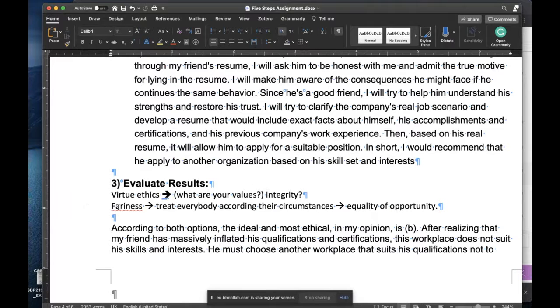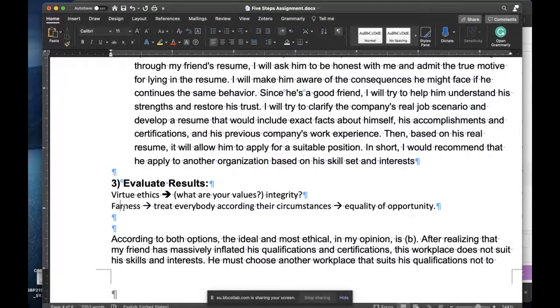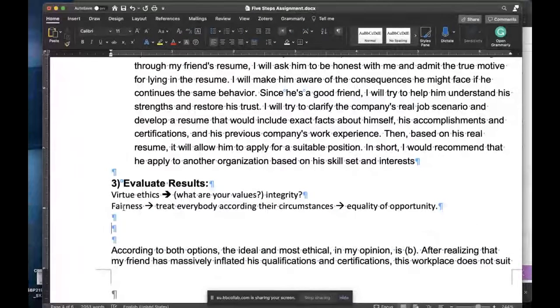Yeah, so here you could apply the fairness framework and say, okay, the fairness framework here would say that you send the fake resume to the boss, to your HR, yeah? So that if your friend has the same opportunity of employment as anybody else. This is fair.